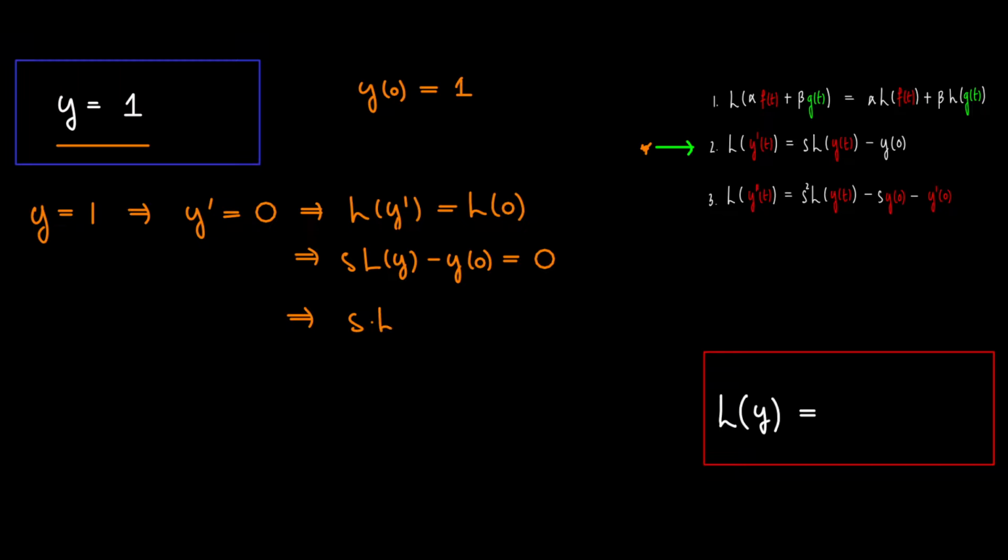We get s times L of y minus 1 equals 0. And so s times L of y is just equal to 1. And so we have our Laplace transform. It's just divide both sides by s and get 1 over s. And you can see here, as promised, no integration was done at all. But this is a very easy example, so maybe we need to look at something slightly more difficult.